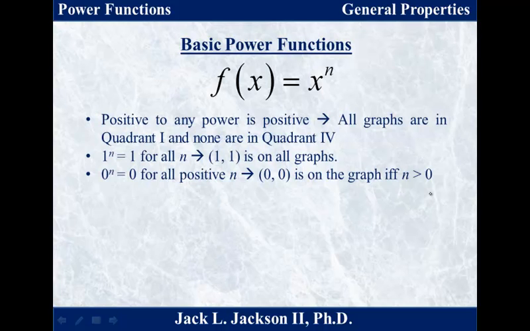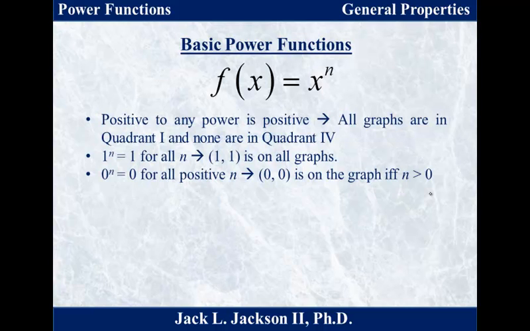So a couple of general things. Notice that a positive to any power is positive, so all the graphs are going to be in quadrant 1 and none are going to be in quadrant 4. Some of the graphs, quadrant 1 is all there is, some are in quadrants 1 and 2, some are 1 and 3, but none of them go into quadrant 4.